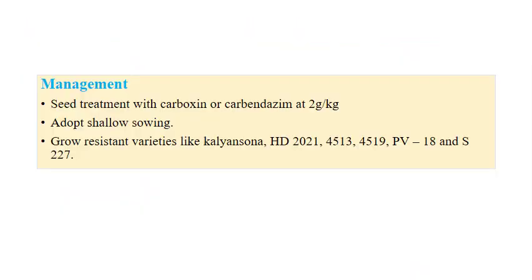Coming to the management practices: seed treatment with carboxin or carbendazim at 2 gram per kilogram of seed, and adopting shallow sowing can also be recommended. Then grow resistant varieties like Kalyan Sona, HD2201, 4513, 4519, PV18 and S227, which are resistant for this.